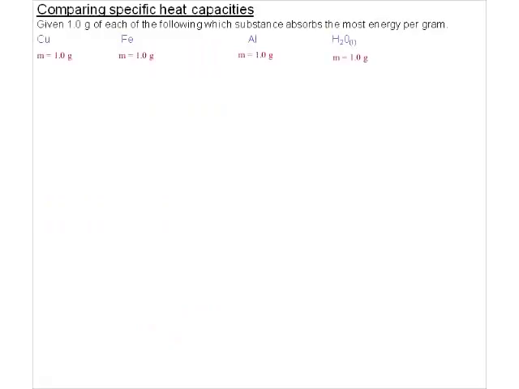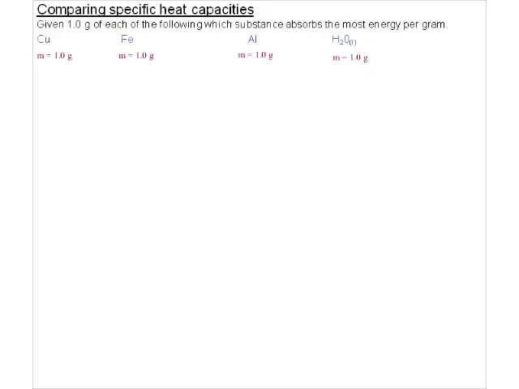Okay, here's an example then that's comparing different types of specific heat capacities again. In this case we have a 1 gram sample of copper, iron, aluminum, and 1 gram of water. What we want to do is take equal amounts of matter and see which one can absorb the most energy per gram.